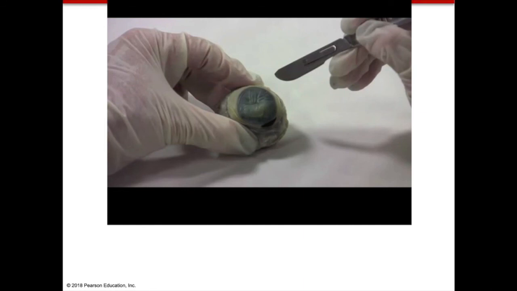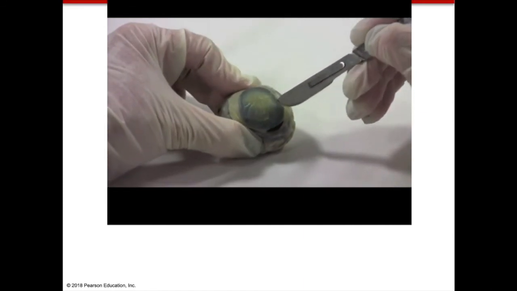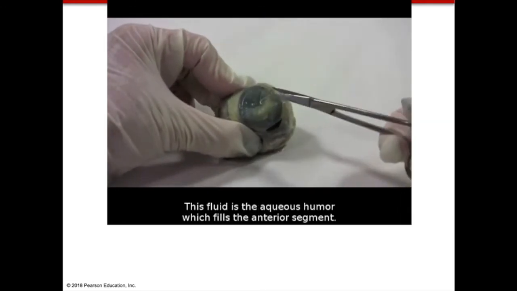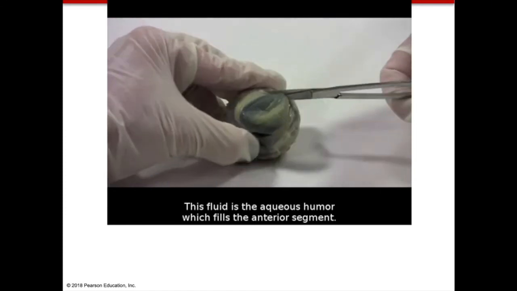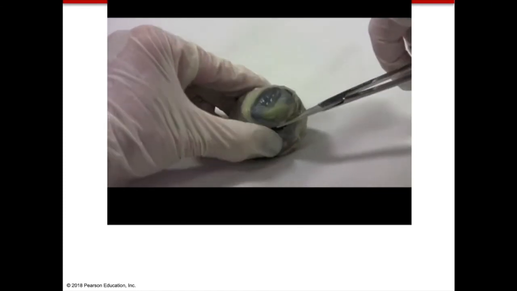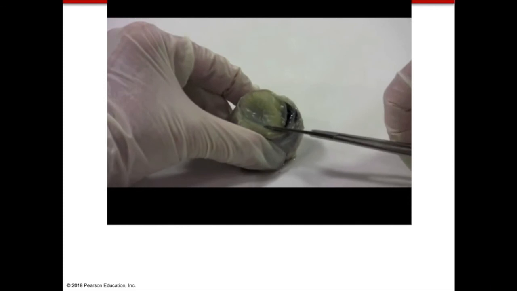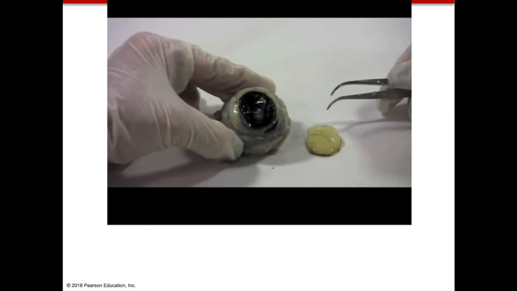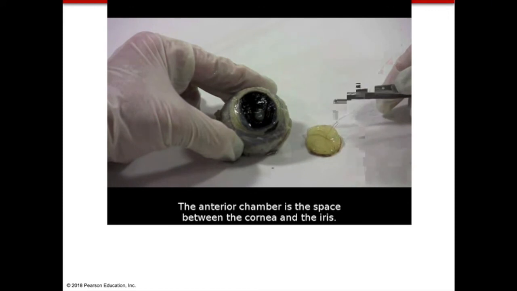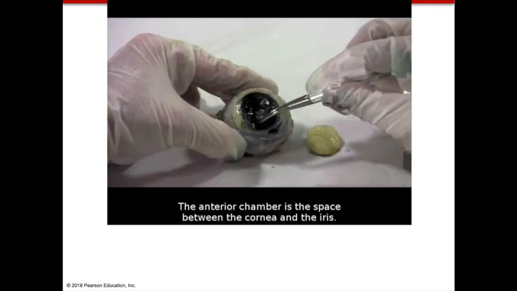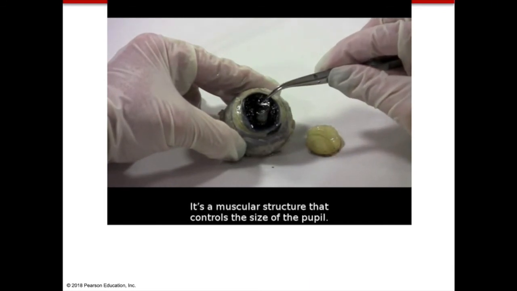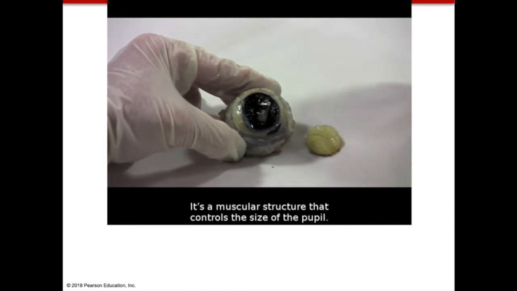Appreciate what's coming out of the anterior chamber. You'll notice a clear watery fluid leaking out of the incision. This fluid is the aqueous humor, which fills the anterior segment. The anterior chamber is the space between the cornea and the iris. The iris is the colored part of the eye. It's a muscular structure that controls the size of the pupil.